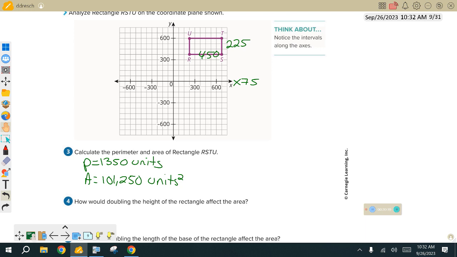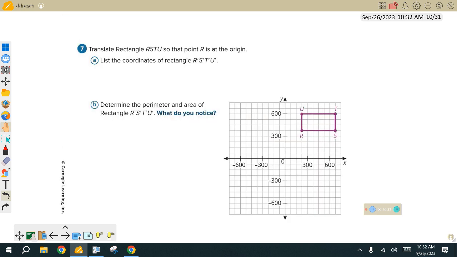All right, let's start jumping around a little bit. Now, as we jump around to the next page, we're going to take that same rectangle and talk a little bit about what we're going to lead into the next topic with. If we took that rectangle, and it says, translate this rectangle, taking point R such that point R moves to the origin. So it moves here to the origin. What is happening to that rectangle?